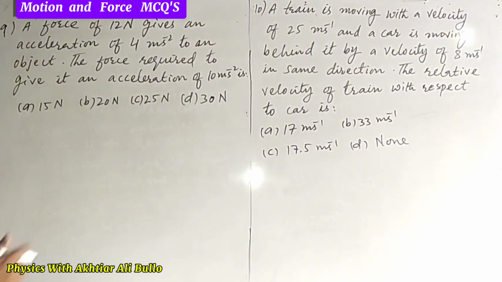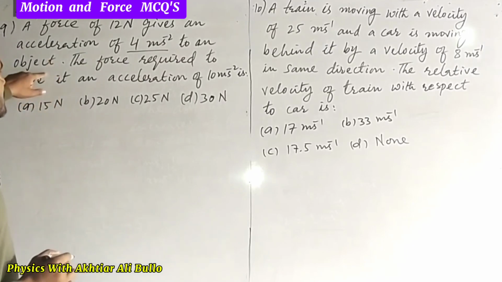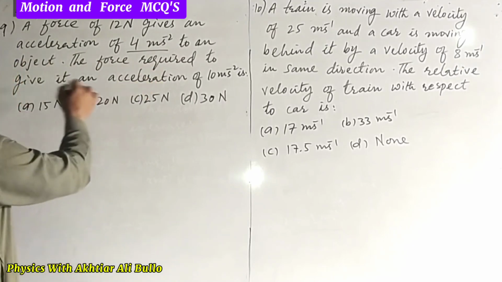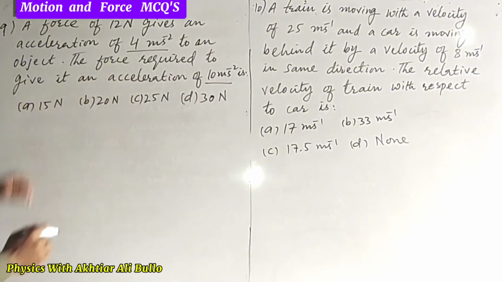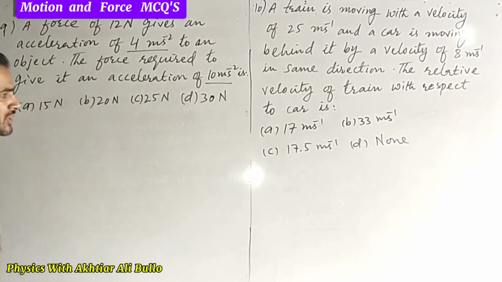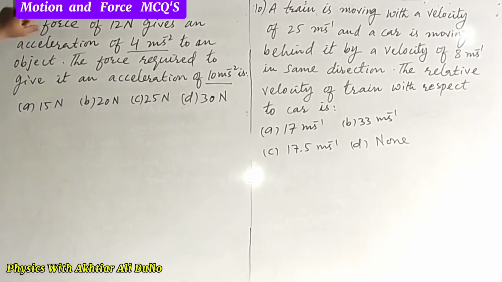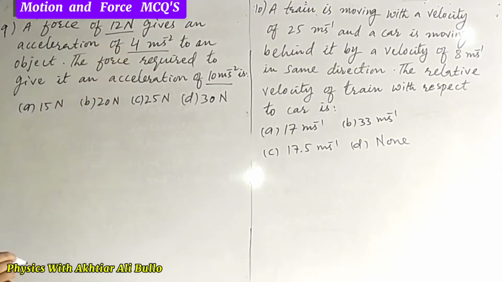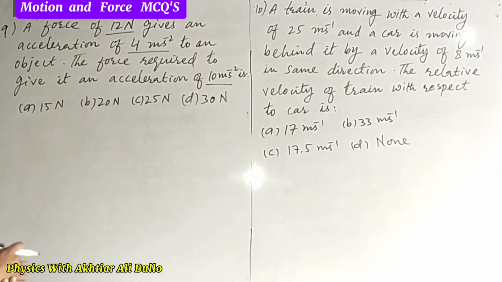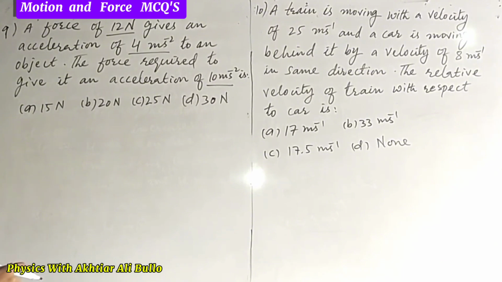The MCQ number 9 is, a force of 12 Newton gives an acceleration of 4 meter per second square to an object. The force required to give it an acceleration of 10 meter per second square is A, 15 Newton, B, 20 Newton, C, 25 Newton, D, 30 Newton. So F1 is obtained as 12 Newton and a1 is obtained as 4 meter per second square. So we have to calculate the force, which means F2.